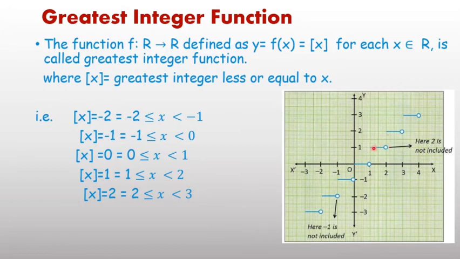Always the value of f(x) you will get is 1. Second line you can observe: if the value of x is greater than or equal to 2 and less than 3, then the value of f(x) will be 2. Same pattern here. This value is minus 2 if x is greater than or equal to minus 2 and less than minus 1.